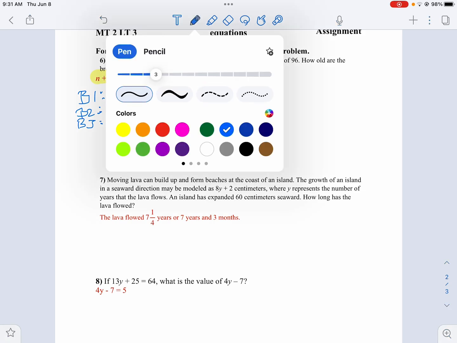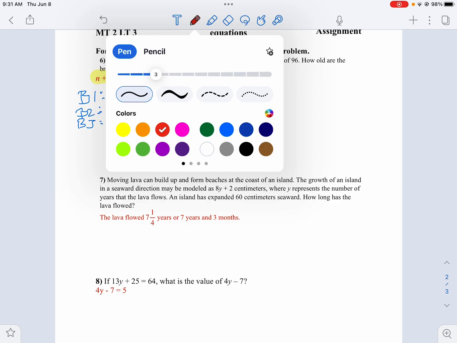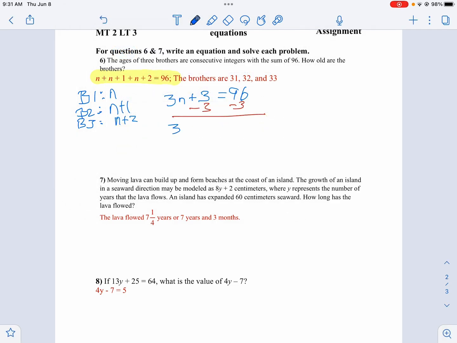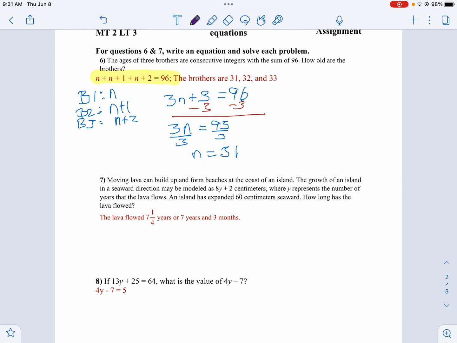So now we solve the equation. The opposite of adding is subtracting. So we get 3n equals 93. And then we divide by 3. And n is going to be 31. So I know the first brother is 31 years old. The second brother is 32. And the third brother is 33.